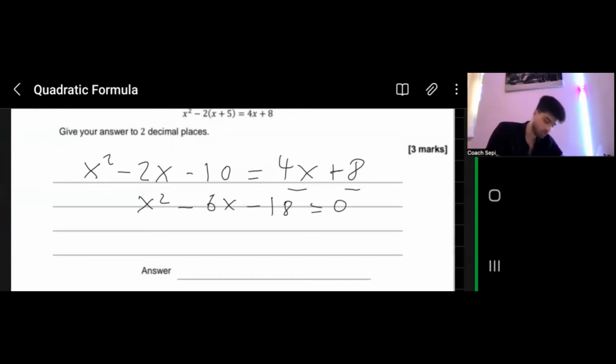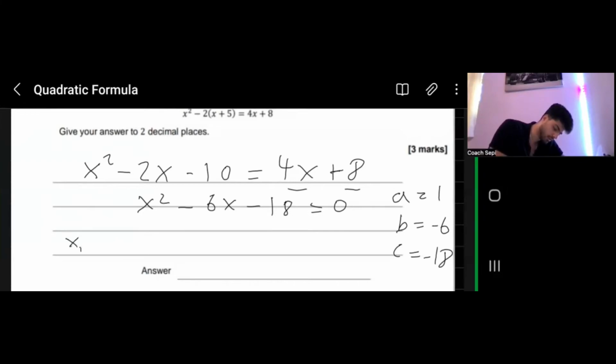Then we just put this in the quadratic formula. So our a is 1, b is minus 6, c is minus 18. Okay, and we just substitute this into the quadratic formula.